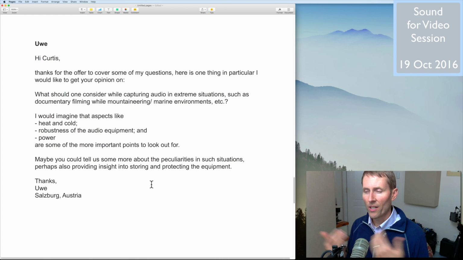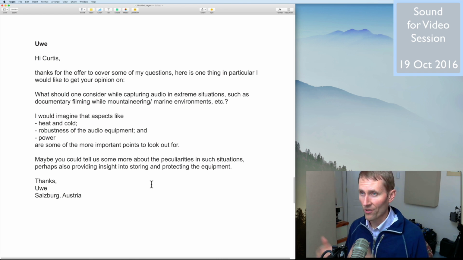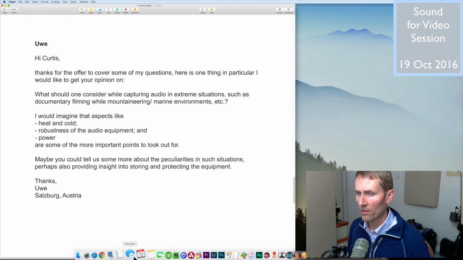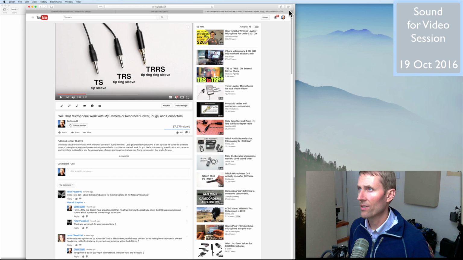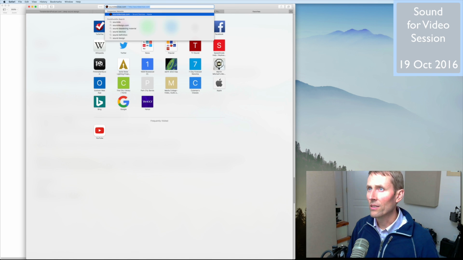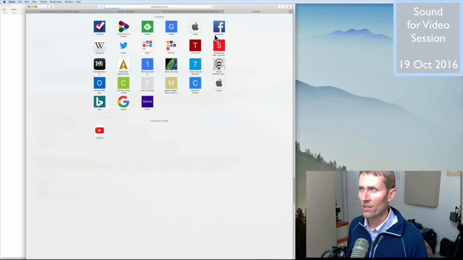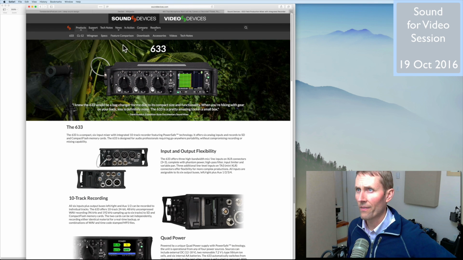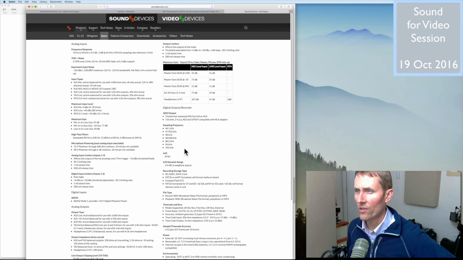This is another case where robust equipment makes a big deal. There's a big difference working in very hot or very cold environments; usually the professional gear is going to be a little bit more robust. For example, I don't even know if Sound Devices has specifications, but I think they usually do. Sounddevices.com, let's take a look here. Let's take a look at, for example, the 633. We're going to look at the specifications.